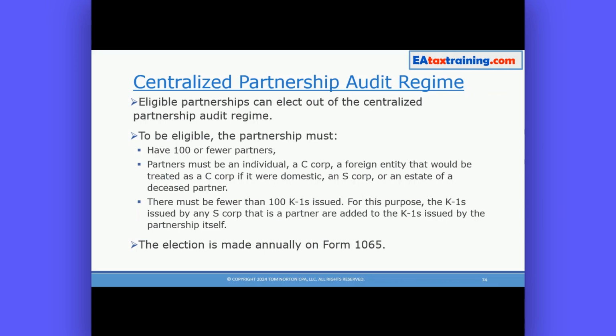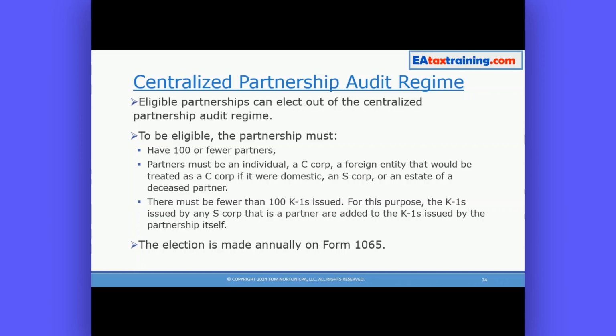And there must be fewer than 100 K1s issued. For this purpose, the K1s issued by any S Corp that is a partner are added to the K1s issued by the partnership itself. So maybe you've got fewer than 100 partners, so that's not a problem. That means the partnership itself is sending out fewer than 100 K1s, obviously. But if one or more of your partners is an S Corp, and maybe that S Corp has got 50 shareholders that they're sending K1s to, well, you have to count those 50 K1s to decide whether or not you are meeting this test.